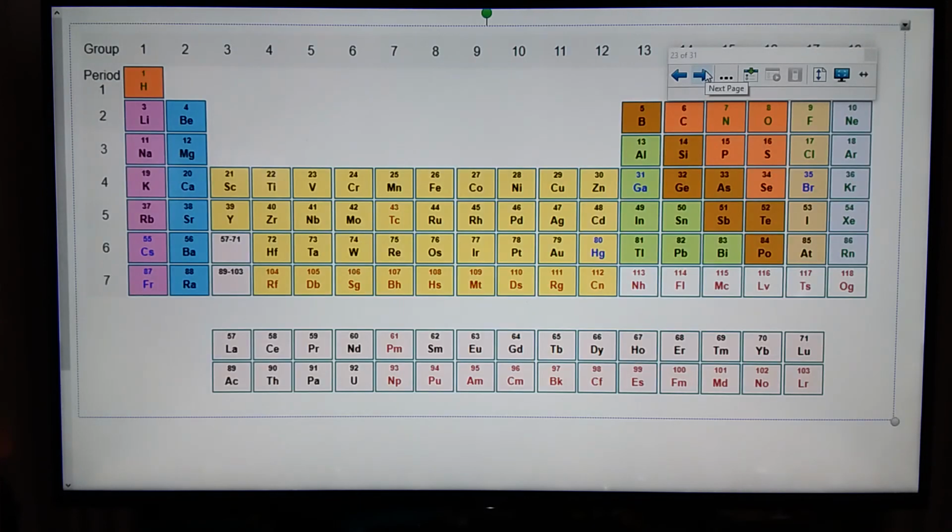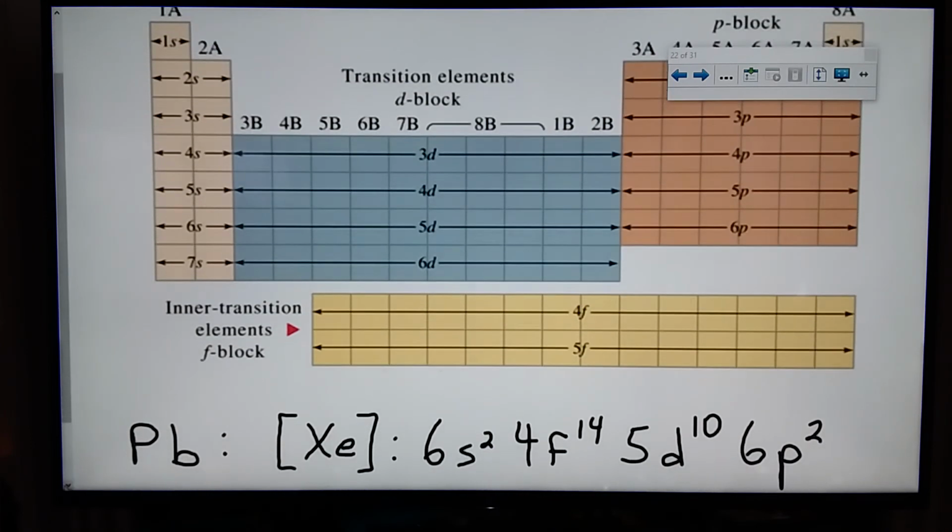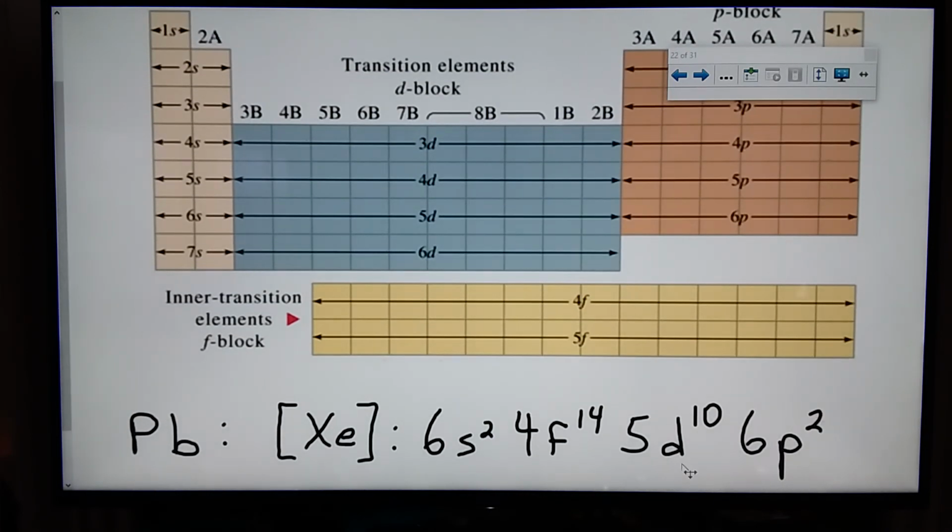I'll show you that on the next one. There's the lead right there in the 6th level. It ends in the 6p, and it's 2 spaces over, so that's why we see 6p2, and then go back to 5d10, and then the 4f fits in right here. So 4f holding all 14, the 6s2 having 2 electrons there, and then everything else is the same as xenon because it starts right there and has all of the same.